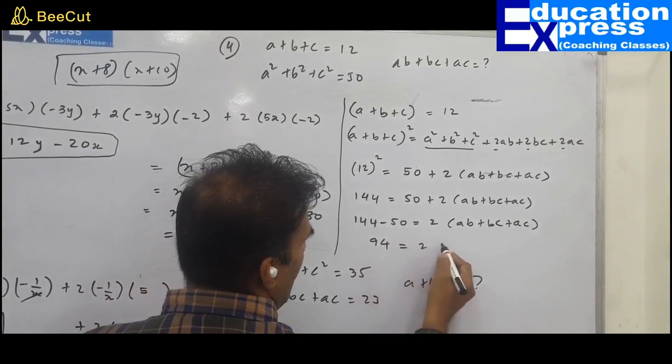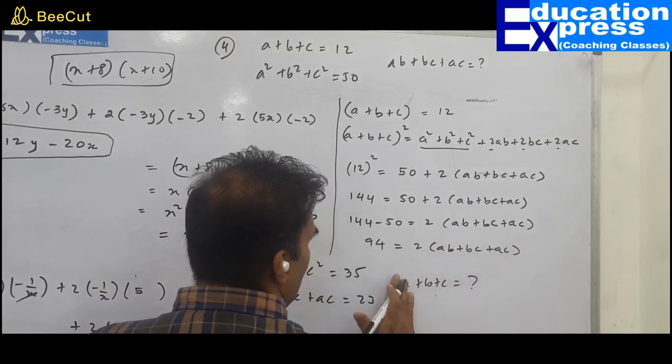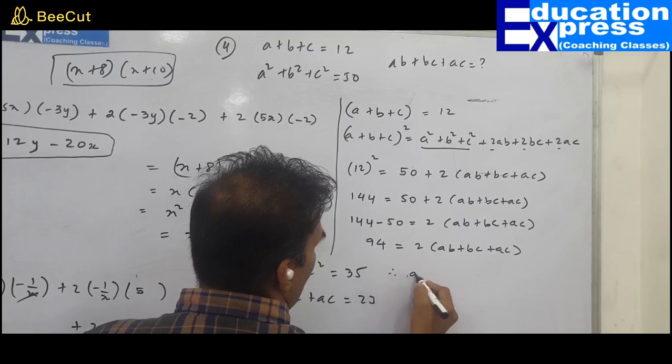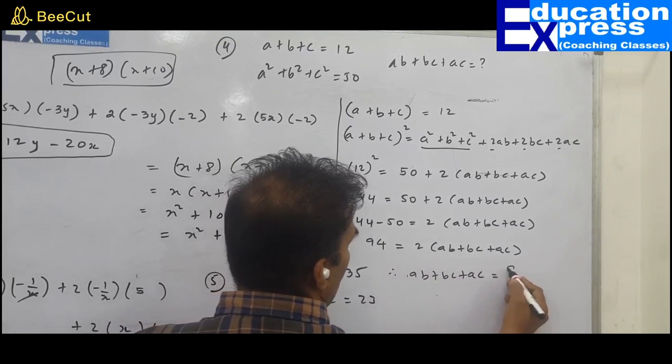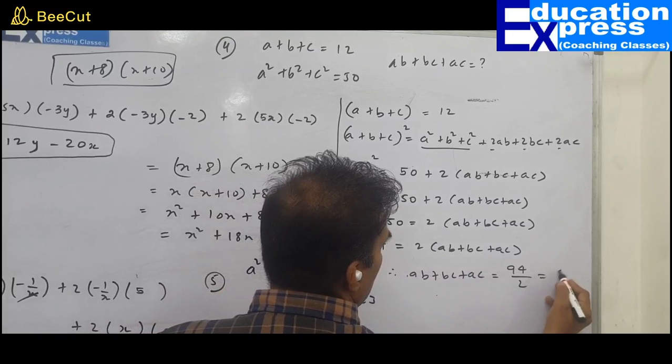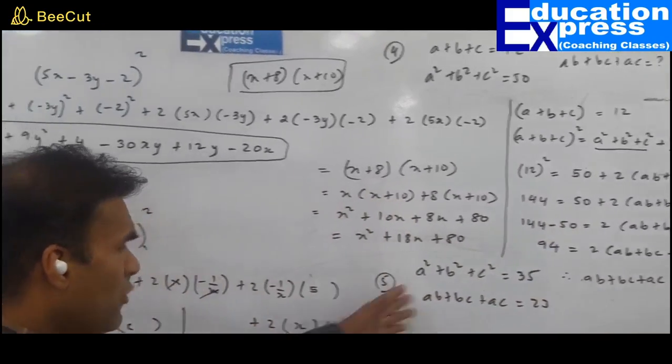94 equals 2 times (AB + BC + AC). That means AB plus BC plus AC equals 94 upon 2, that is 47. This is your final answer. Have a look over here.